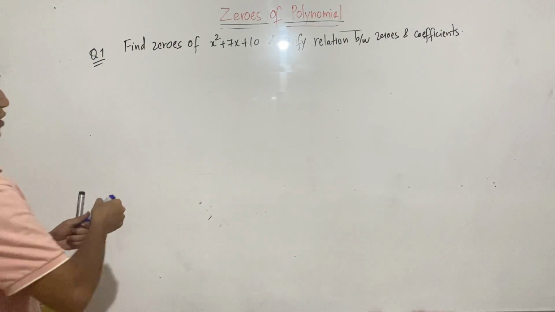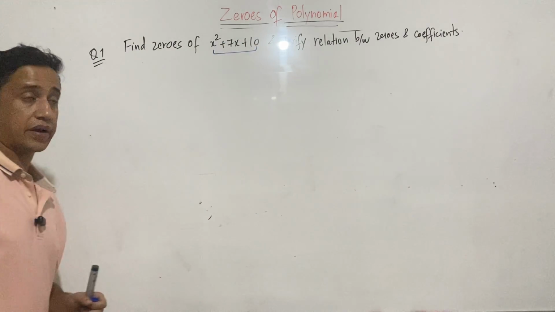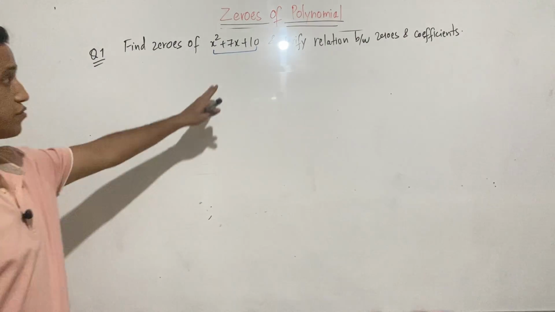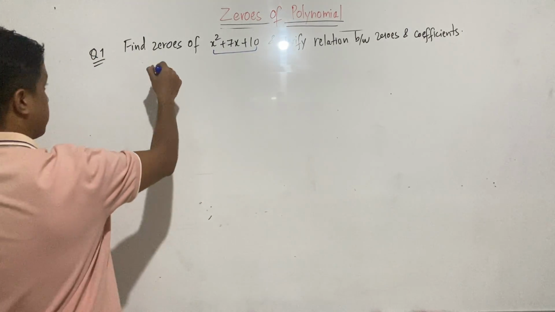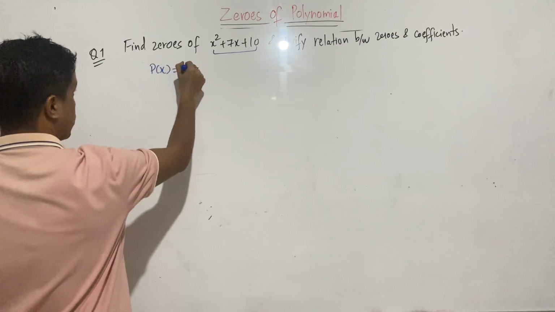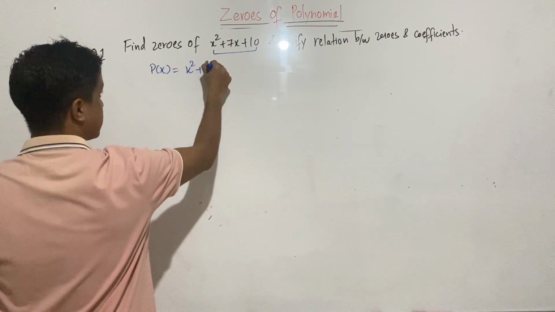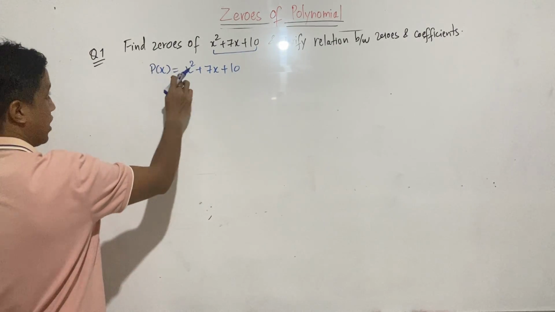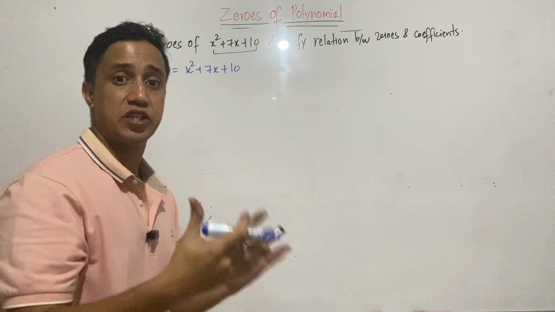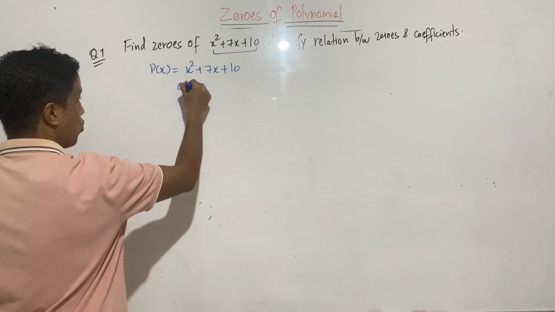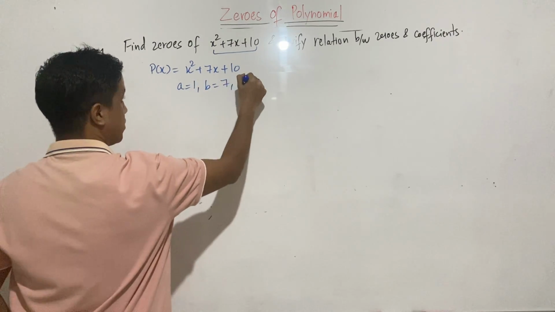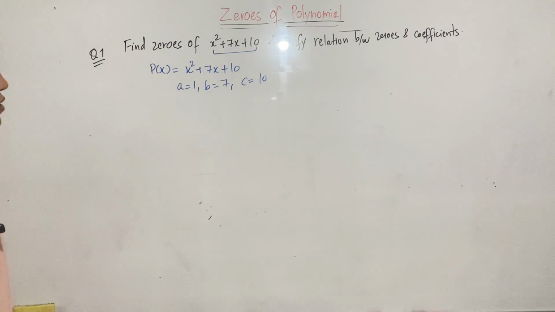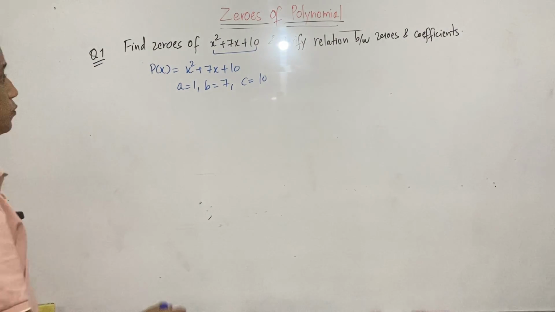Okay, now see here. So you are given this quadratic, right? And then you have to verify the relationship between zeros and coefficients. So first you have to find the zeros. Okay, so p(x) equal to x squared plus 7x plus 10. Now here, if I compare this one with ax squared plus bx plus c, can I say a is 1, b is 7 and c is 10, right?